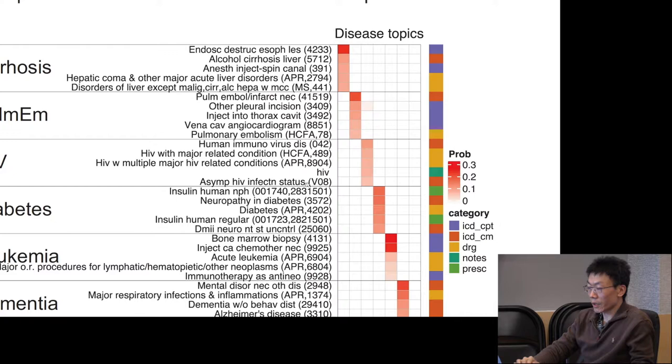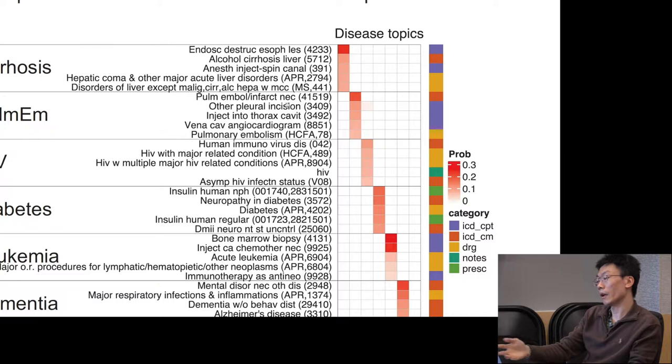For example, here is associated with diabetes, right? So you can see the insulin and then neuropathy in diabetes. So these are another topic. See how sharp the topic is? For example, in the first topic, these have a very high probability of belonging to the first topic as opposed to other topics, because the other ones are all empty. We found this quite interesting because this actually taught us something about what these are associated together.